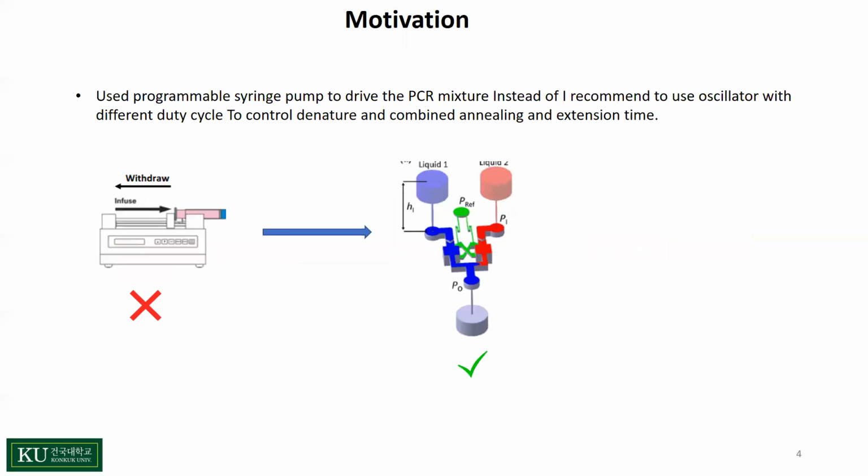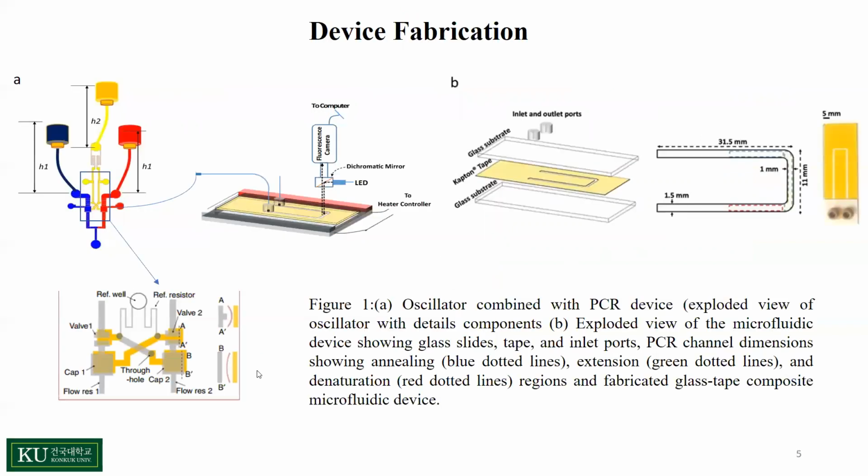The main motivation of this work was the feeding pump, which can be controlled programmably from computer software. It can be eliminated by using an autonomous oscillator, which can produce oscillating pressure from a constant pressure source. So this is the overview of this device.